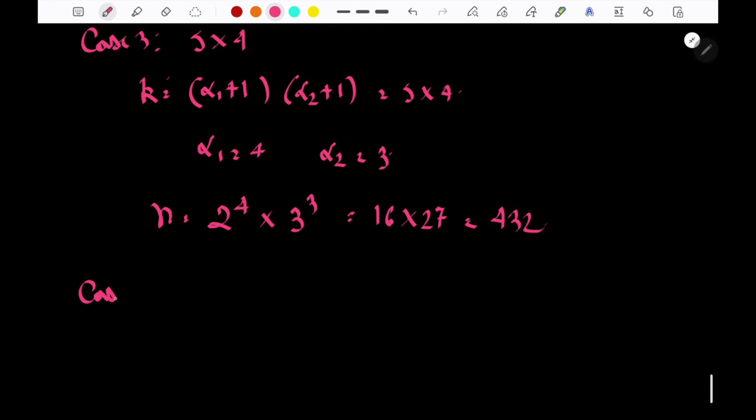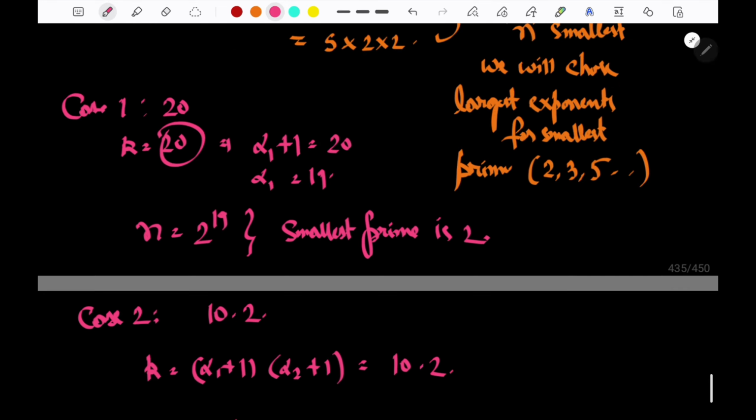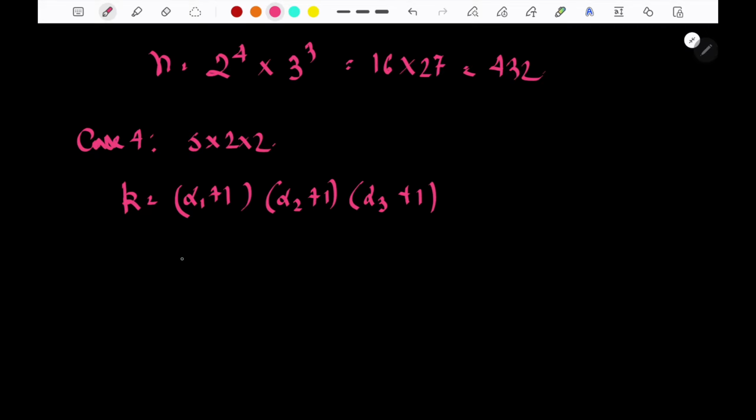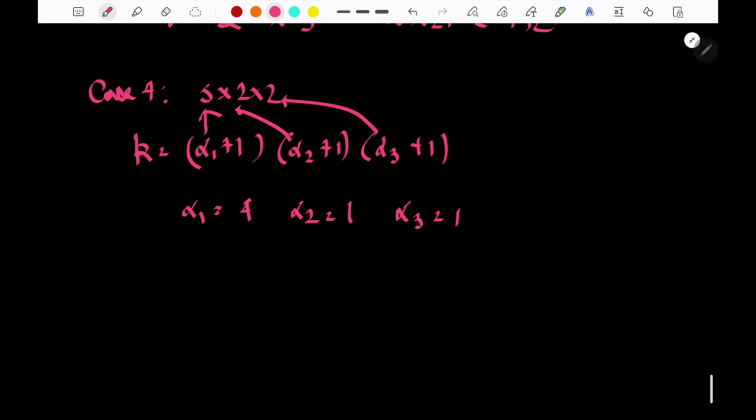Superb. Case 4, and I think this was the last case, 5 into 2 into 2. So for the last case, k will be equal to alpha 1 plus 1, alpha 2 plus 1 and alpha 3 plus 1. So alpha 1 is 4, alpha 2 is equal to 1 and alpha 3 is equal to 1 by comparison. So now n will be what? 2 to the power 4, 3 to the power 1, 5 to the power 1. Done. So 2 to the power 4 is 16 into 3 into 5. So this will be equal to 240.